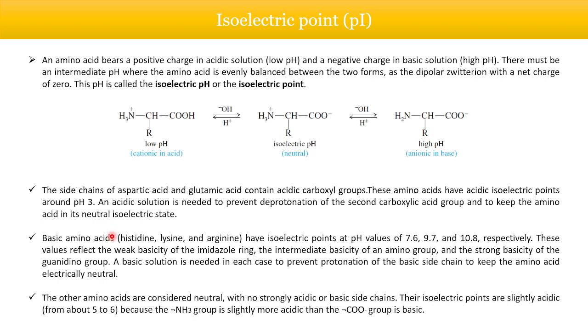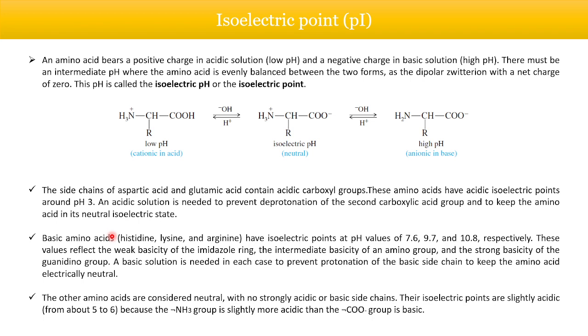Now, what is this isoelectric point? An amino acid bears a positive charge in acidic solution, and we know that it bears a negative charge in basic solution. So there must be an intermediate pH where the amino acid is mostly balanced between these two forms, or it would stay in the dipolar ion or zwitterionic form, with a net charge of 0, and this pH is called the isoelectric pH or the isoelectric point.